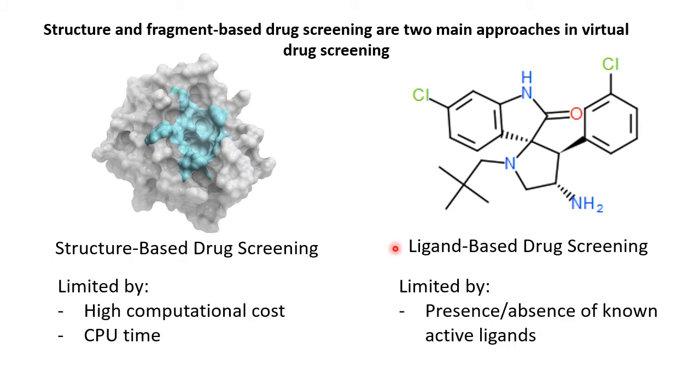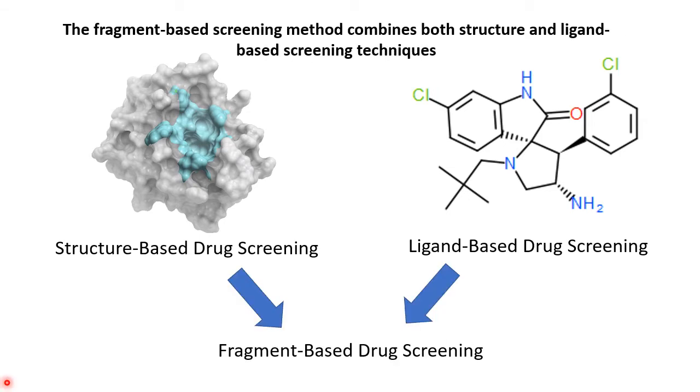While both structure and ligand-based virtual screening have been successfully applied, there are nonetheless shortcomings to each of the two approaches. Structure-based virtual screening is limited by its high computational cost and CPU time in comparison to the number of potentially active ligands it identifies, whereas ligand-based drug screening cannot be utilized when there are no known ligands of a particular protein target. Attempting to overcome such difficulties, my project evaluates a novel fragment-based screening approach that combines both structure and ligand-based screening techniques.